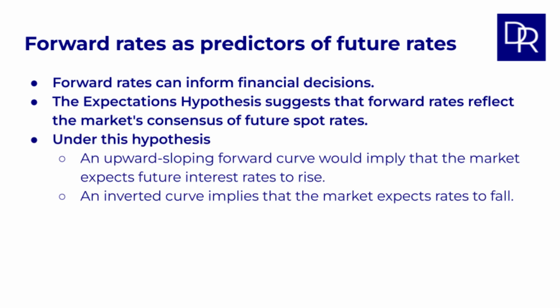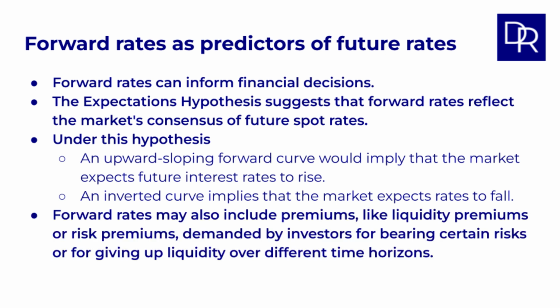Under this hypothesis, for example, an upward sloping forward curve would imply that the market expects future interest rates to rise, and an inverted curve implies that the market expects rates to fall. It's crucial to remember that this is just a hypothesis. Forward rates likely also include premiums, like liquidity premiums or risk premiums, demanded by investors for bearing certain risks or for giving up liquidity over different time horizons. So they might not be a perfect predictor of future spot rates.